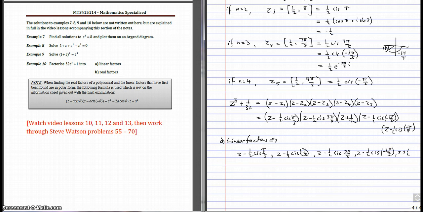And in order to find the real factors, well, we've run out of time on this video, but the next video we'll look at how to find the real factors, and that's using what we've got over here, this formula, and we'll look at that in the next video.